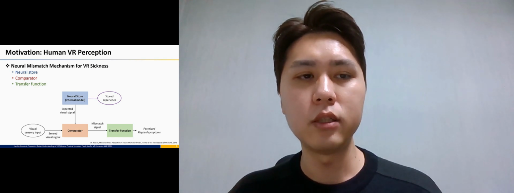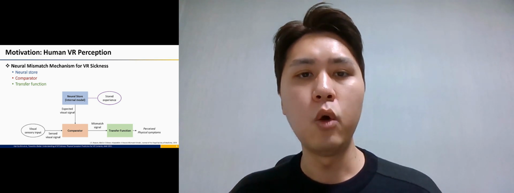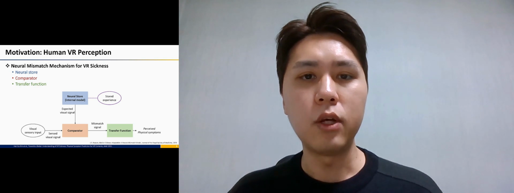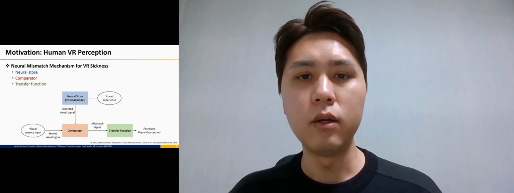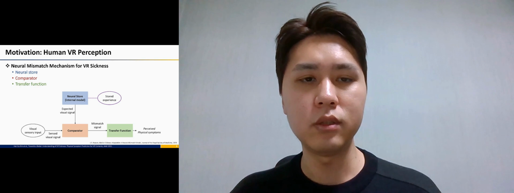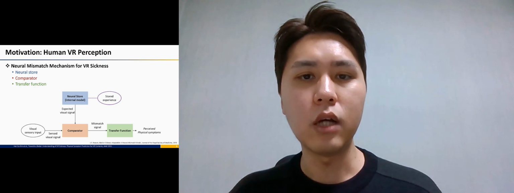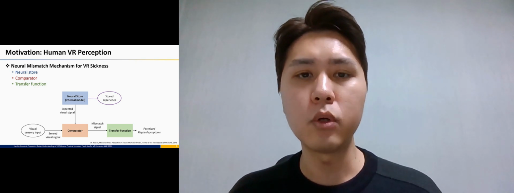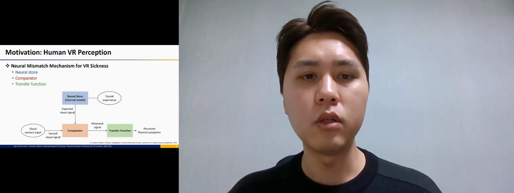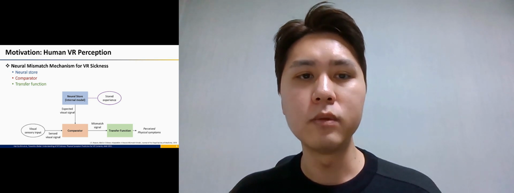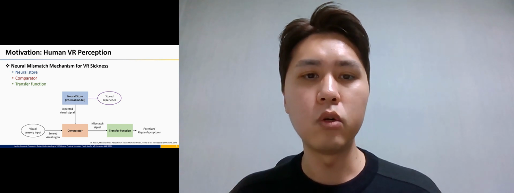This figure represents the mechanism of neural mismatch for VR sickness caused by visual stimulus, which is the most widely accepted theory for VR sickness. So at first, the visual sensory input is sensed by our eyes. Then, neural store in our brain expect the visual sensor information from the past experience that we learned on daily life. In the comparator, these two signals are compared and then mismatched signals are produced. If this mismatch signals level is larger than our tolerance level, we can perceive some level of physical symptoms of VR sickness. That is very reasonable theory.